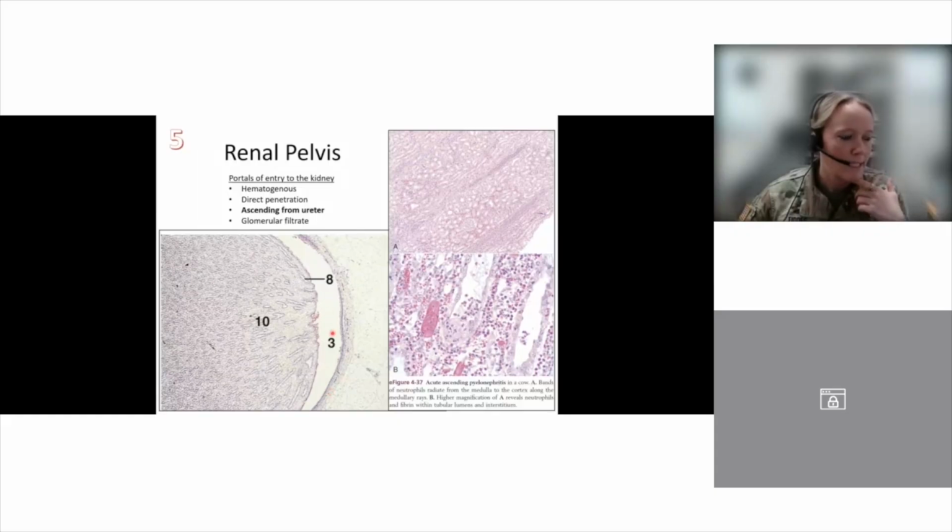If you have a UTI, that's probably the most common one. UTIs, they can just spread up the ureters and then up into the renal pelvis and kidney if they are long-standing.